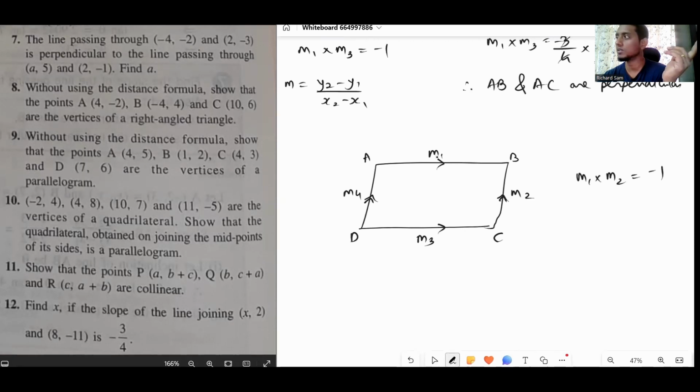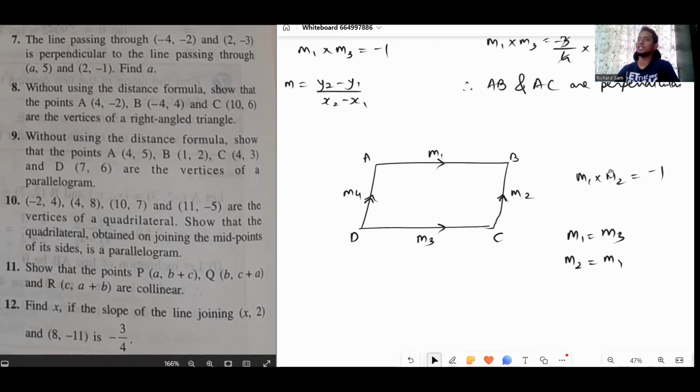M1 should be equal to M2. M3. These two sides are parallel to each other. So M1 should be equal to M3 and M2 should be equal to M4. That's what you have to do.